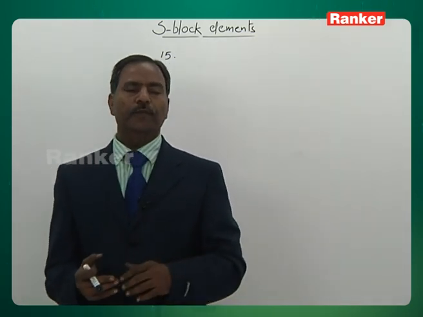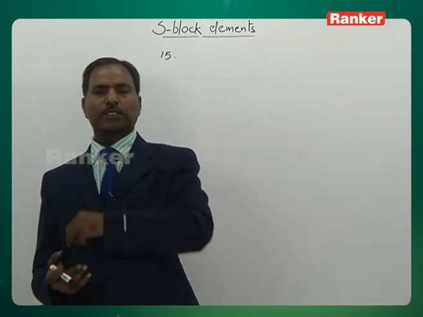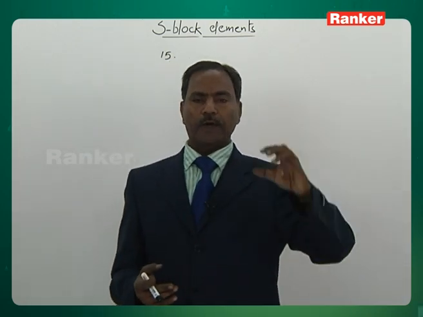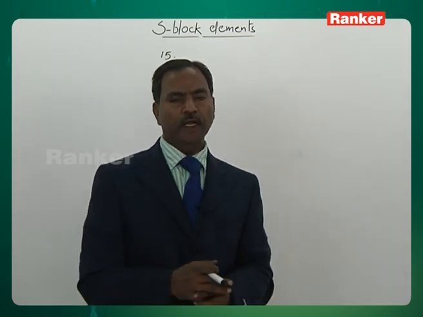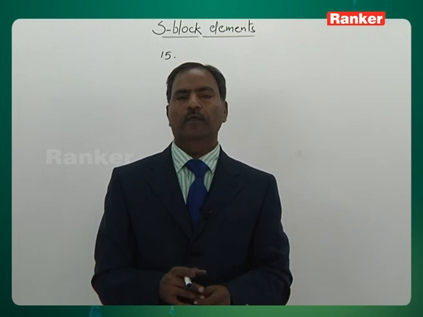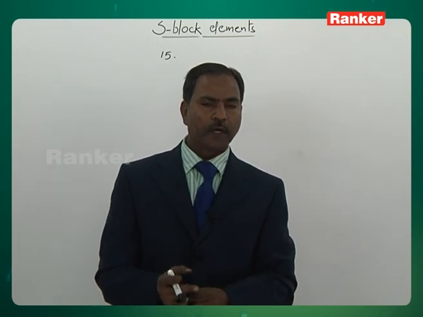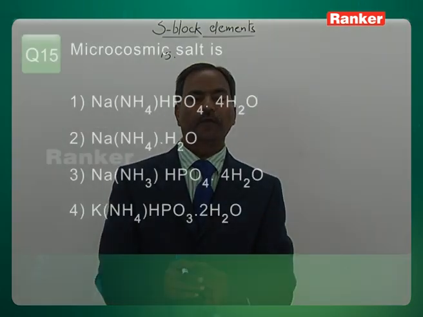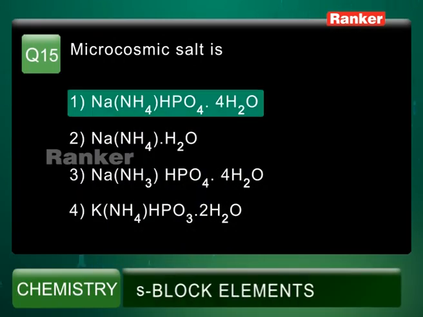Microcosmic salt is actually sodium ammonium hydrogen phosphate. It is Na NH4 HPO4 4H2O. This is what a microcosmic salt. Therefore, for question number 15, answer is 1.